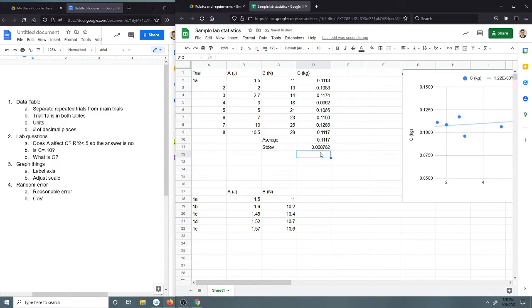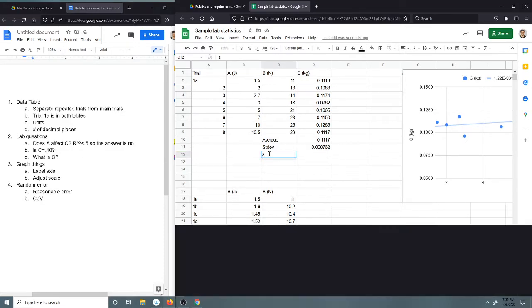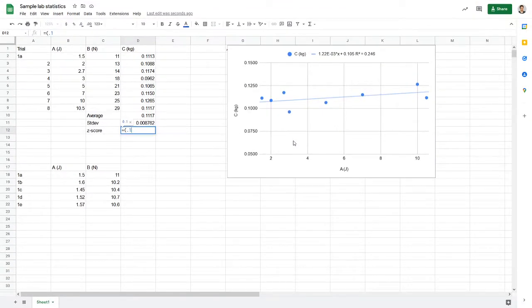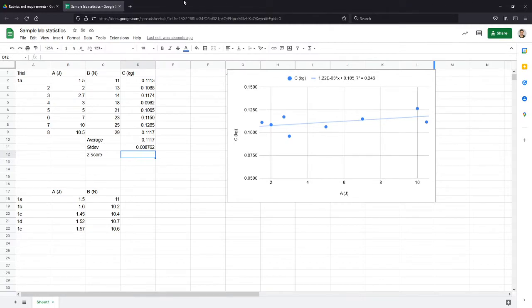All right, final thing, 4B, is C equal to 10? I need a z-score. Okay, a z-score is equal to the expected value, 0.1, minus, undo, what did I just do?